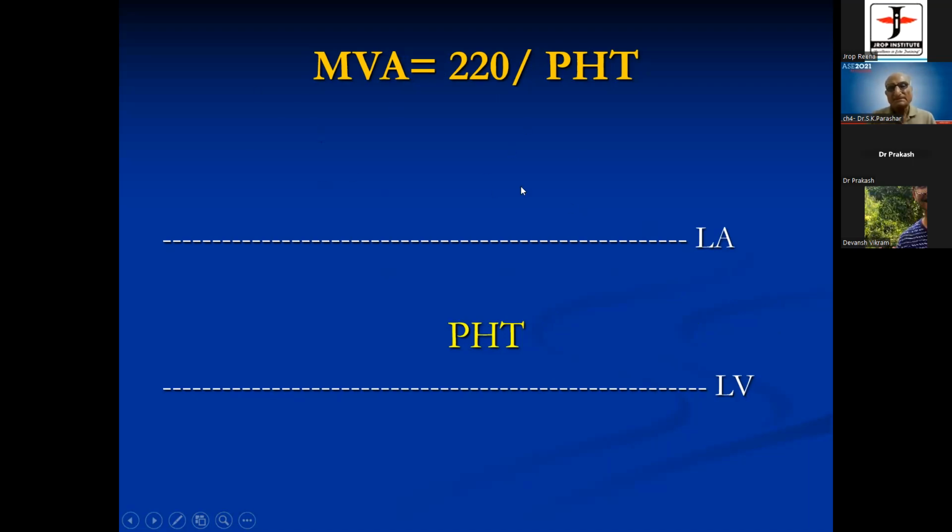So in those situations, don't use a pressure half time, but use a 2D planimetered area. As I told you, the 2D planimetered area is not affected by any hemodynamic feature. This is because of an increase in the LV pressure bringing the pressure half time here and reducing it. So we can correct it by taking the area.